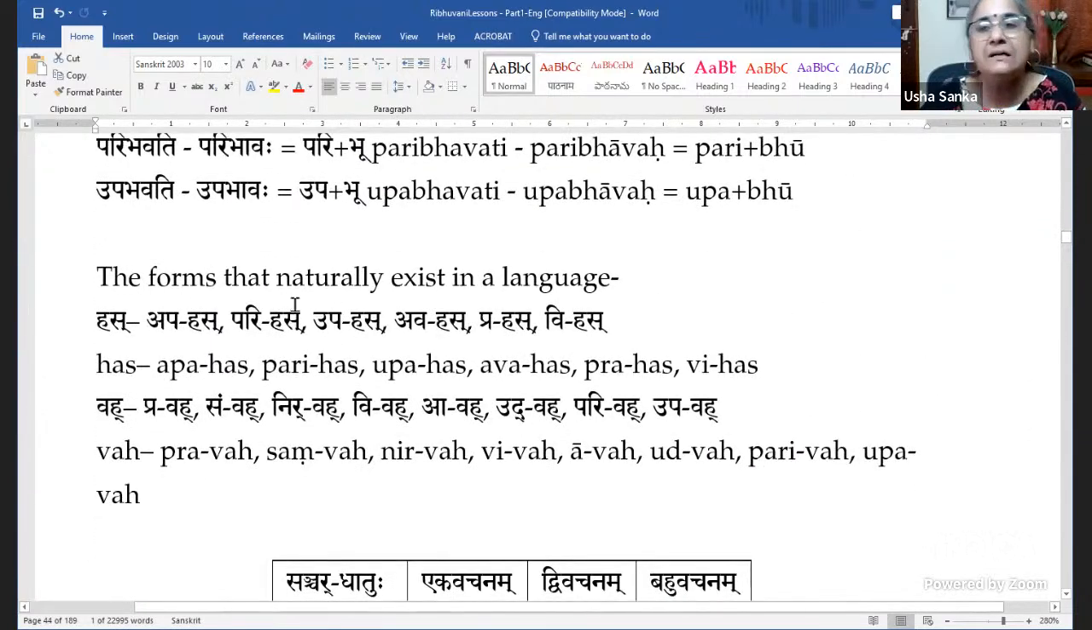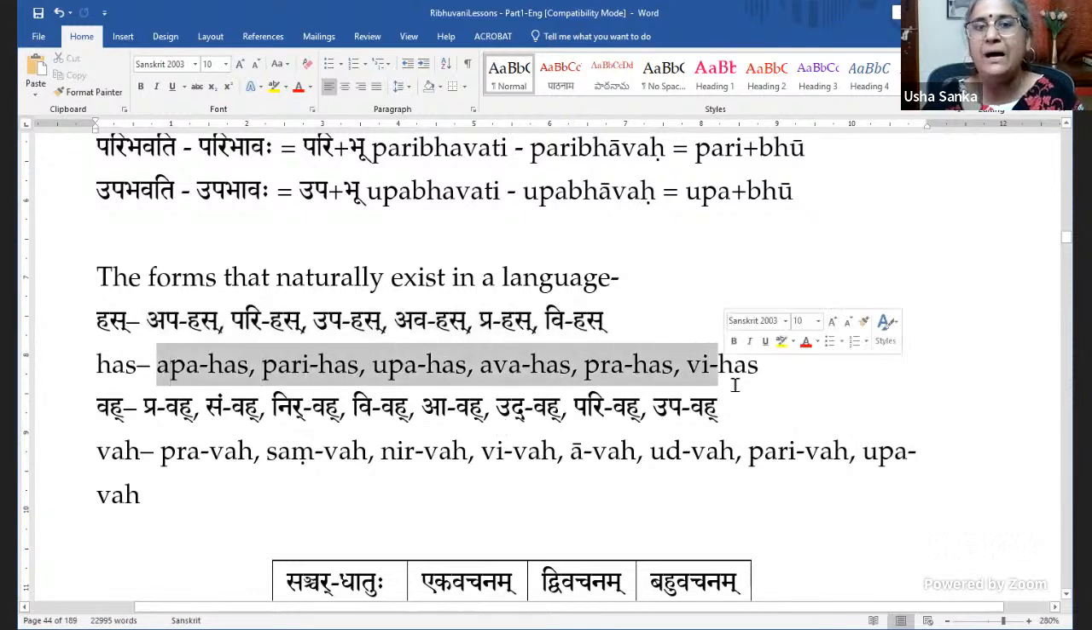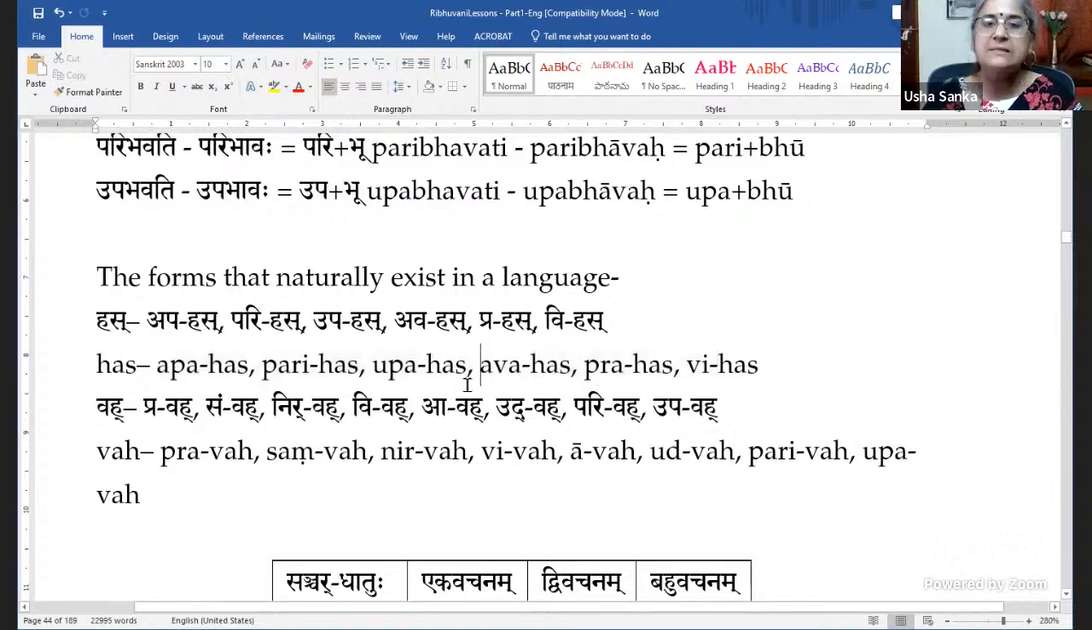But the forms that naturally exist in this language, like if we take has, are just a few upasargas added, like apahas, parihas, upahas, avahas, pras, vihas. These are taken from the Apte dictionary. I have not made up my own, I didn't cook them up, but they all exist in the Apte dictionary. That's why I took them.